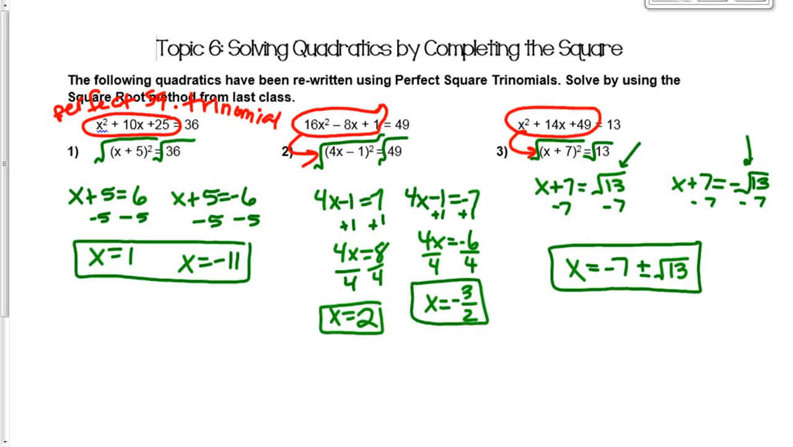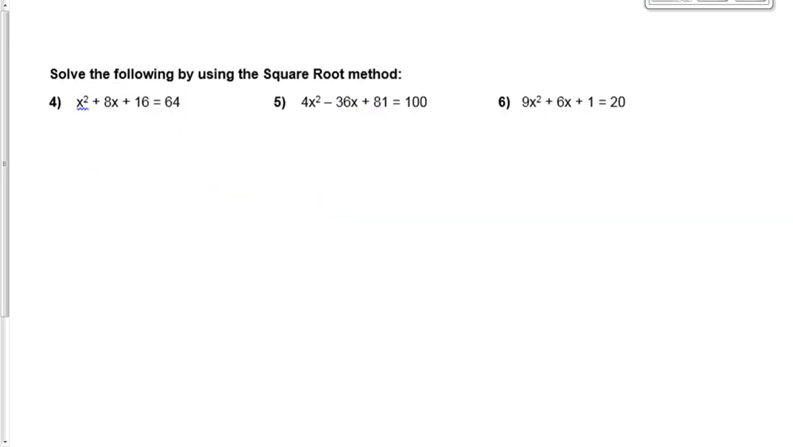Okay? What's important here, though, is that it actually started out differently. So we talked about yesterday, you're only able to solve by working backwards if you have 1x, but these problems all started with 2 x's. Okay? I just factored it, and I was able to actually just work with square roots. Okay? So, to solve the following by using square root method.